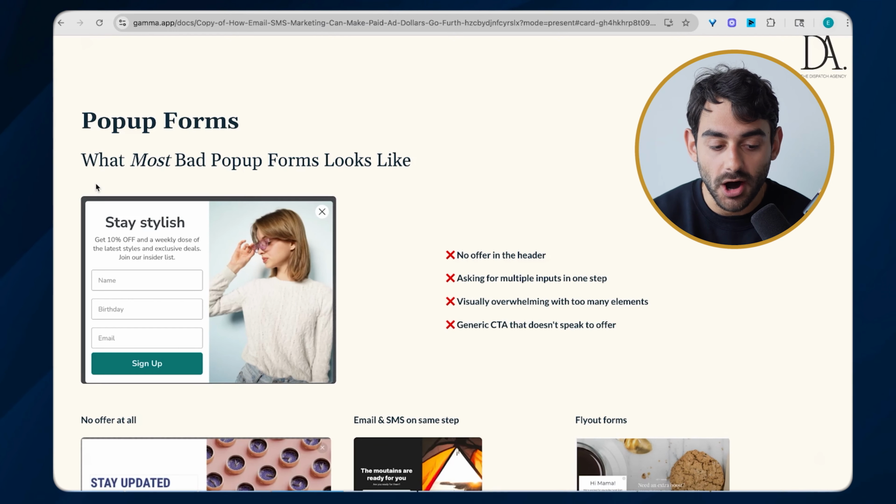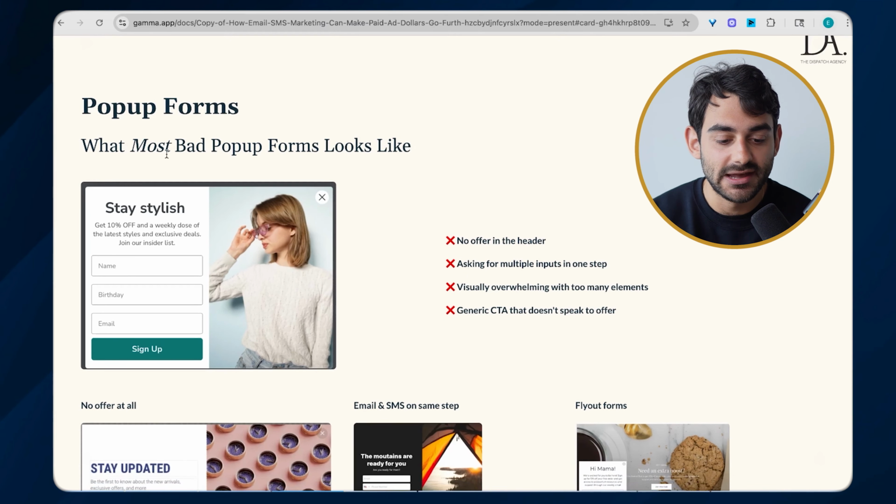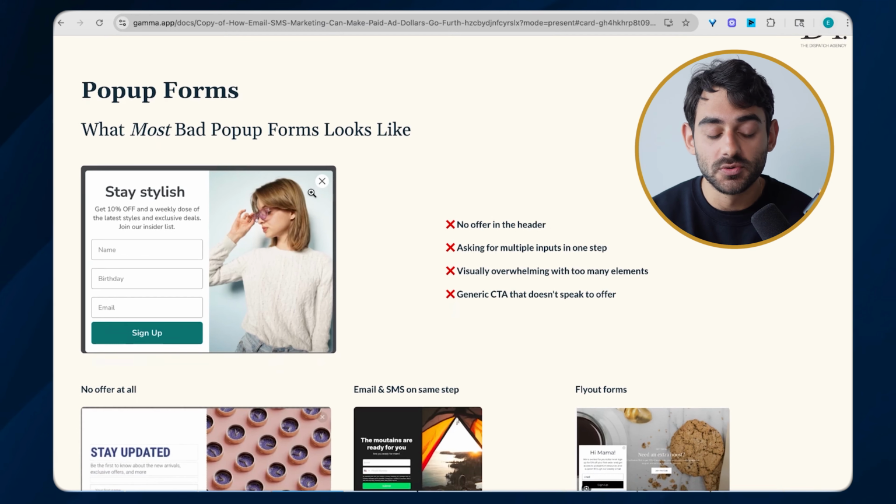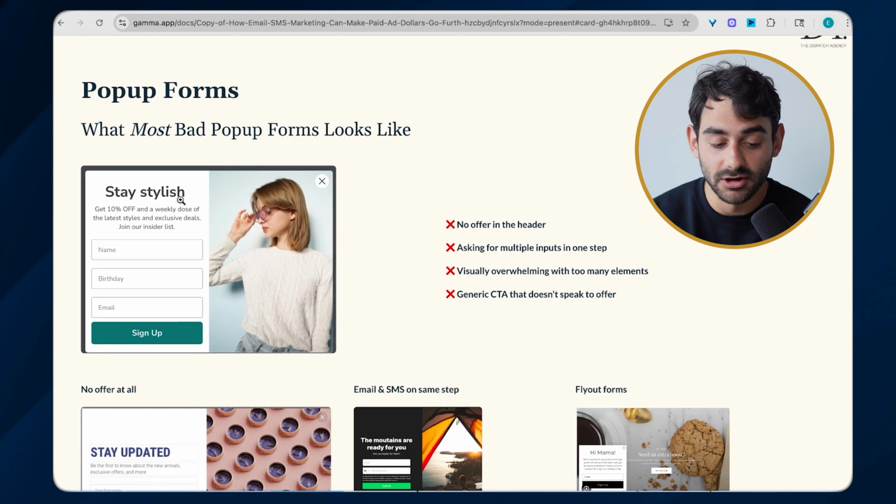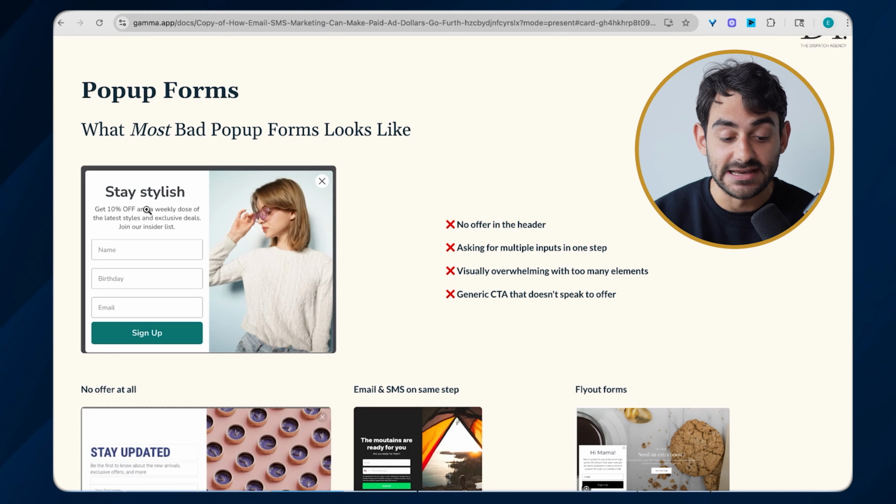All right, so how are we going to get people onto our email list so that we can retarget them with email and SMS? The way that we're gonna do it is with good pop-up forms. So just really quickly, I'm gonna show you what most bad pop-up forms look like so you know what to avoid. So number 1, most bad pop-up forms out there have no offer in the header, and the offer is ultimately what matters the most. So in this example, we can see this brand is saying get 10% off, but that 10% off isn't in the header. It's not jumping out right away.